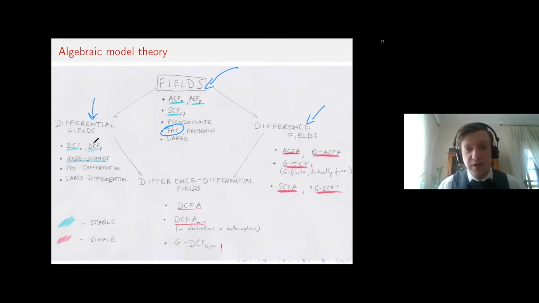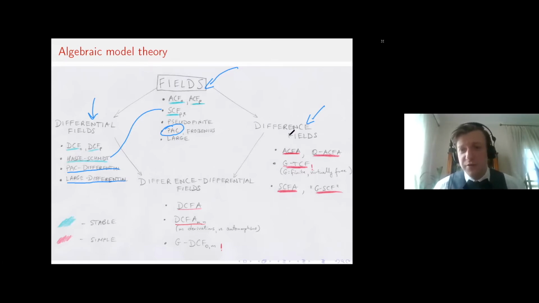And then in the differential case, you have DCF0 and DCFp, which are quite obvious: differentially closed fields of characteristic 0 and p. Then you have Hasse-Schmidt. I will make a link here between Hasse-Schmidt and separably closed fields, because actually separably closed fields and fields with Hasse-Schmidt derivations are bi-interpretable. So that's actually the same theory, but in a different setup. Then you have PAC differential and large differential fields, and they also are quite new or recently studied.